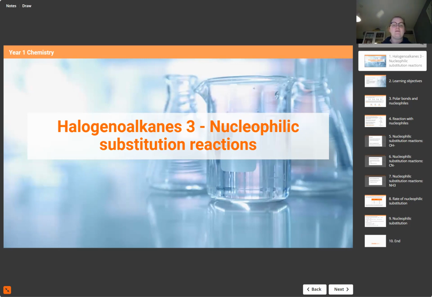We had a look at naming them. We're using the same prefixes as before, but now adding the position of the carbons and saying how many of each halogen we have. We also said structural isomerism is really possible when synthesizing haloalkanes, and these different structures are possible due to different positions for the halogen and the branching of the carbon chain.